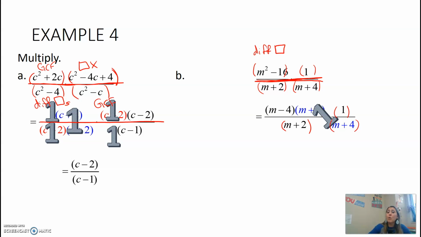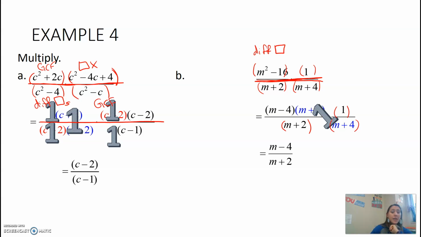And then I just multiply what's left. So 1 times m minus 4 is m minus 4. And 1 times m plus 2 is m plus 2. So I just end up with m minus 4 over m plus 2. And those are my final answers. That's it. Okay, multiplying is the best.